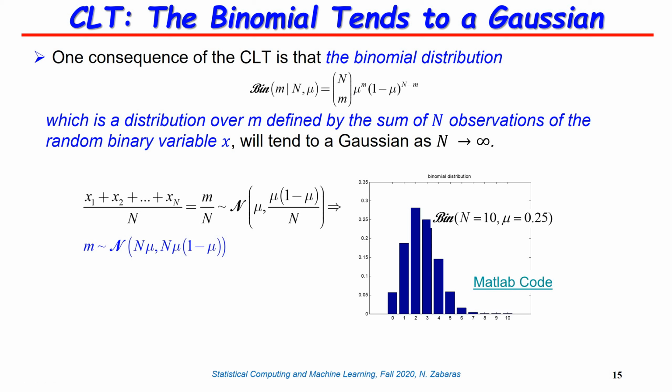So you remember that when we discussed the binomial distribution and we did a calculation for the mean and the variance of the binomial distribution, what we did is we said that m is equal to x1 plus x2 plus xn.